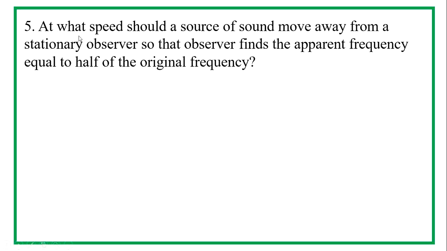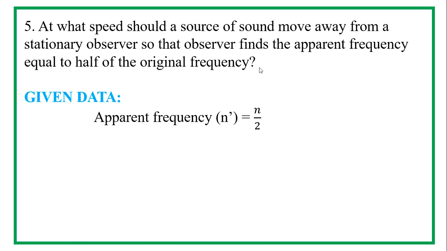Fifth problem. At what speed should a source of sound move away from a stationary observer so that the observer finds the apparent frequency equal to half of the original frequency? We have to find out the speed when the source is moving away from the observer. And then here the observer finds the apparent frequency, that is n dash. That n dash is half of the original frequency. Apparent frequency n dash is equal to n by 2. N is the original frequency. The apparent frequency is half of the original frequency. So we can write n by 2.